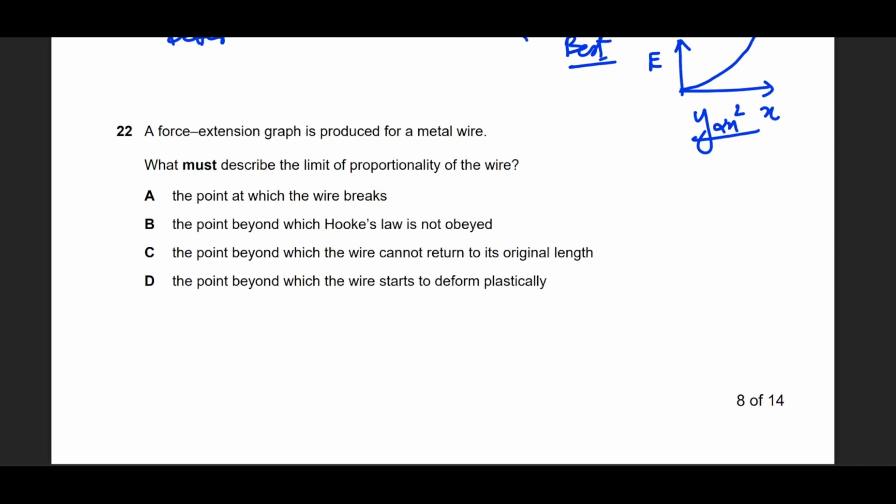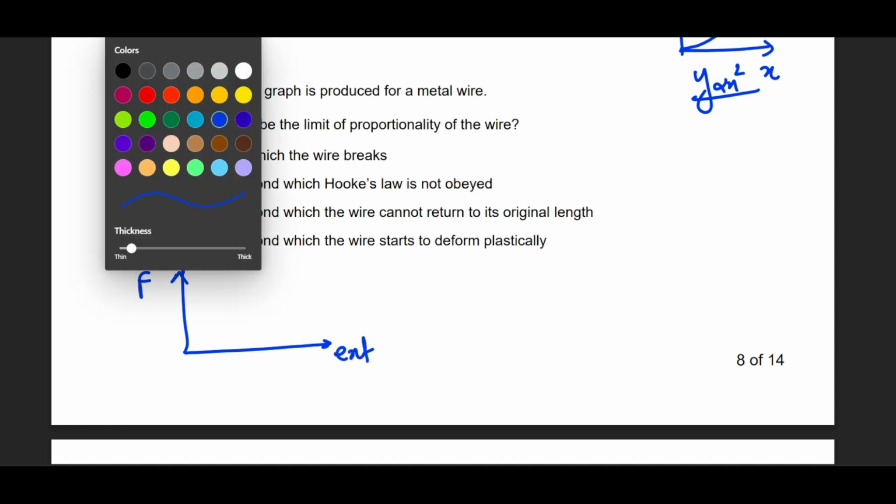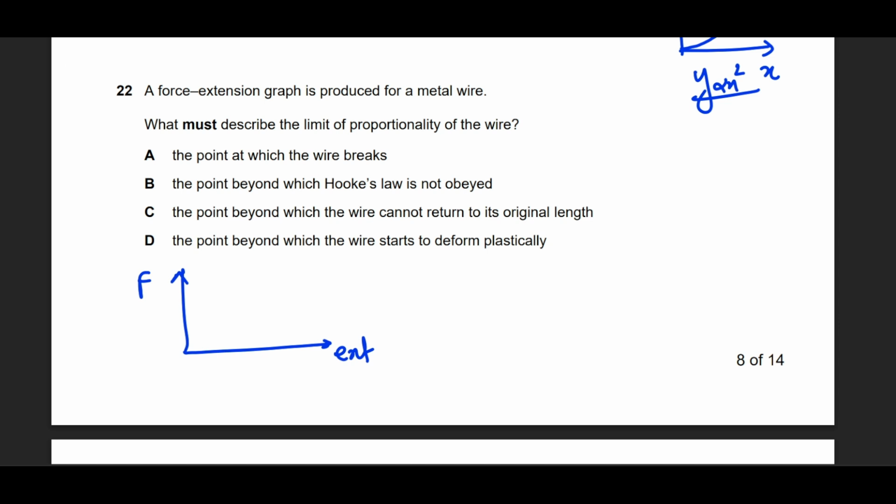Question number 22, we have a force extension graph produced by a metal wire. What must describe the limit of proportionality? So there is a force and the extension. What would be describing what? Let's see. A point where the wire breaks, that is the ultimate tensile strength.